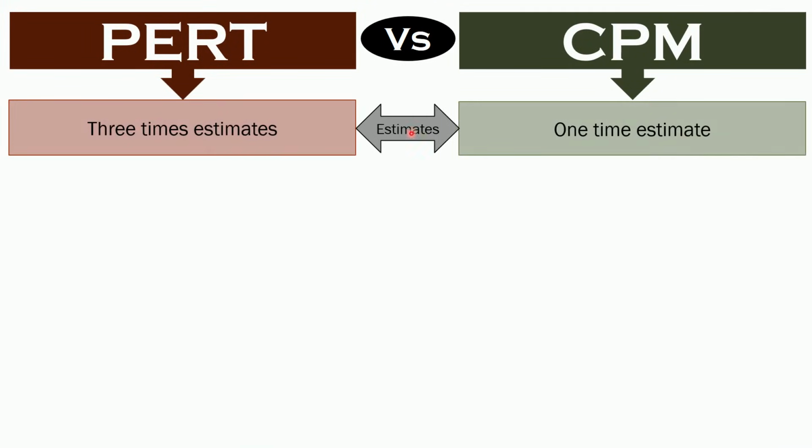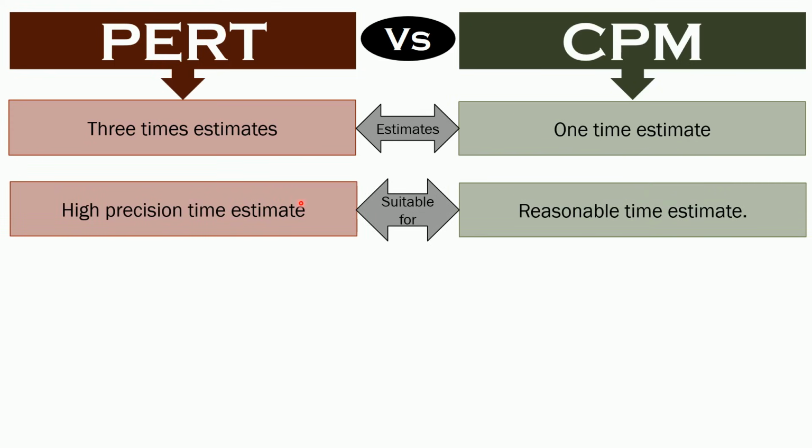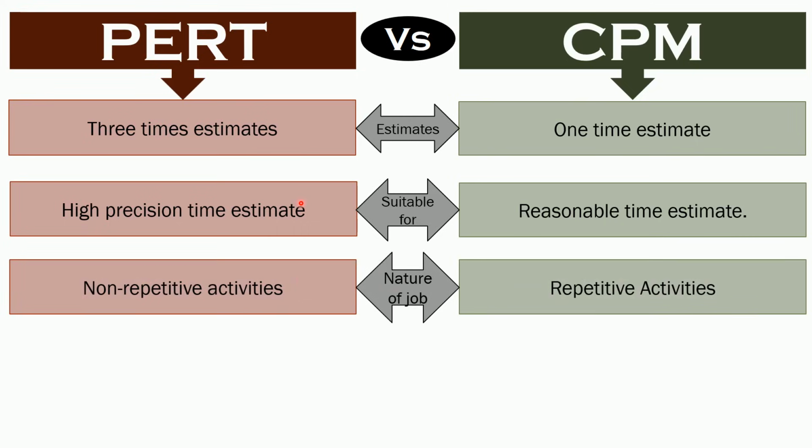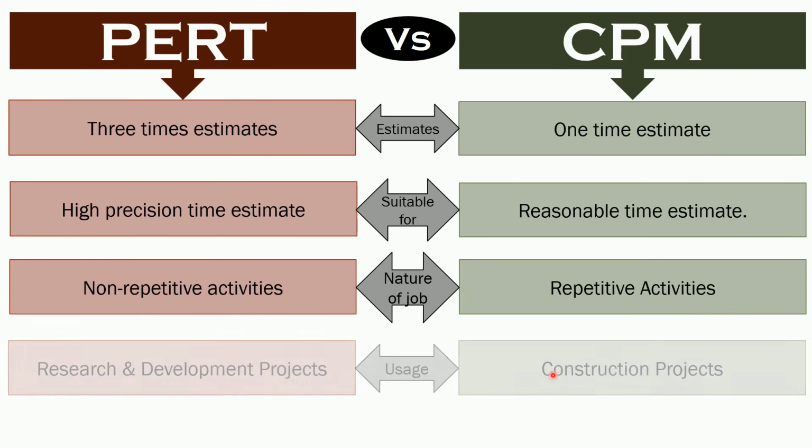Next, while PERT is based on 3 times estimate, that is optimistic time, more likely time and pessimistic time, CPM is based on single time estimate to complete a project. PERT is suitable for those projects which require high precision time estimate, whereas CPM is best for those projects which require reasonable time estimate. When it comes to nature of job, PERT is used where nature of job or activities is non-repetitive, whereas CPM is used where nature of job or activities is repetitive.